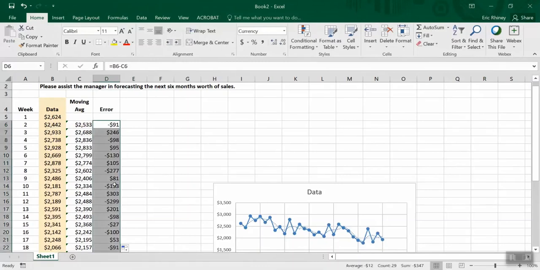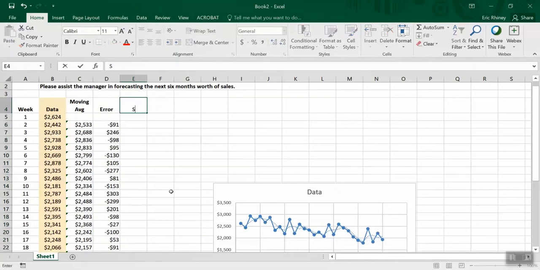Now, in order for us to get a good understanding of how well our error is working, if you remember anything about data and the normality of data, you know that error tends to cancel each other out. So the best approach to measuring error is what we call sum of squared errors. Sum of squared errors eliminates all of the negatives so that they don't cancel out the positives. So I'm just going to call this SSE, sum of squared errors.